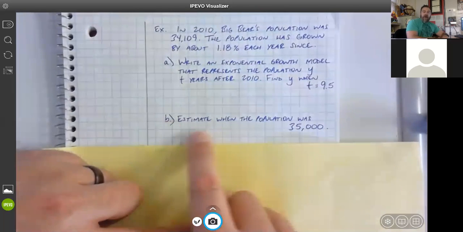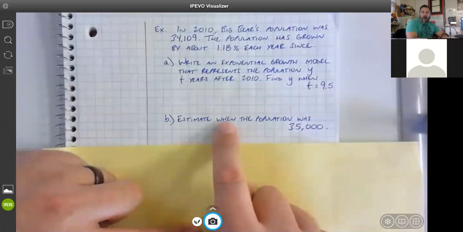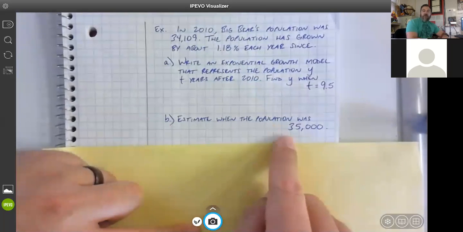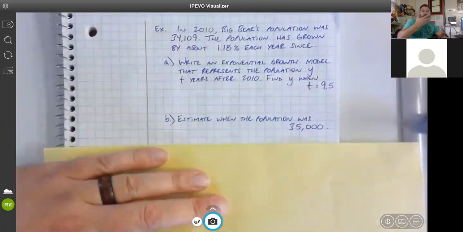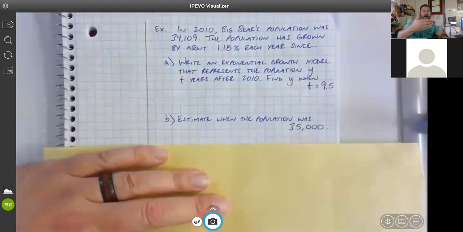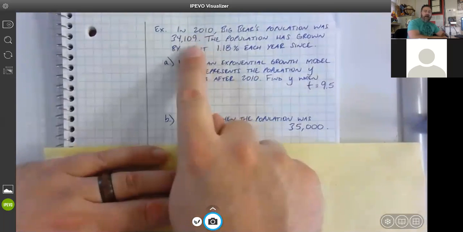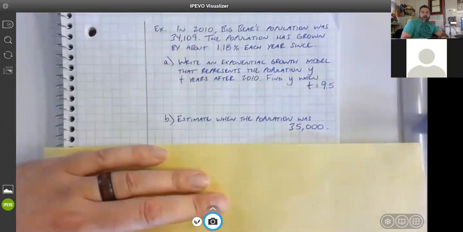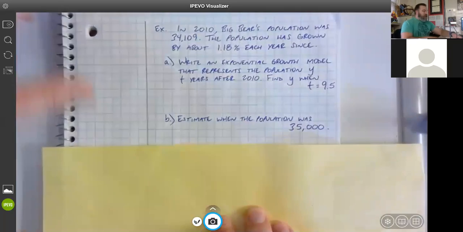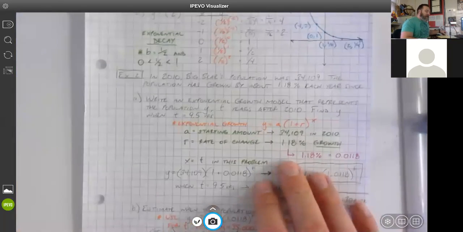Then for part B, now I'm going to estimate the population at a time when the population was 35,000. In other words, here is the number of people in Big Bear. At what time after 2010 did I reach that number? Okay, for whatever reason. Maybe it was a milestone for something, okay? Anyway, so let's jump to the solution sheet. I'm going to fly through this real quick, and then we'll be done.